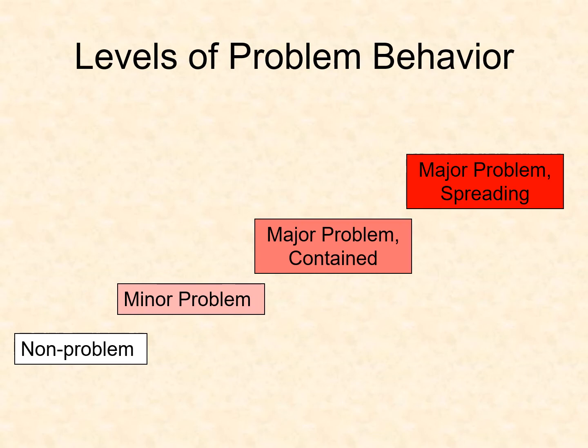Considering all the different types of behaviors we see in the classroom, one could break it down into four broad categories: non-problems, minor problems, problems that are a little more major but contained, or a major problem that is starting to spread around the classroom. Let's briefly look at each of these.